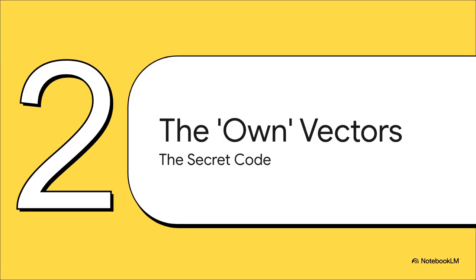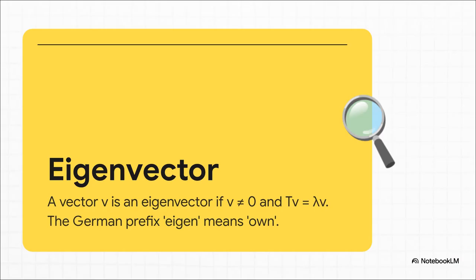So, how do we find order in all that chaos? Well, it turns out that hidden inside any operator are these special vectors. Vectors that don't get tossed around randomly. In fact, they hold the secret to understanding the entire transformation. And that brings us to the eigenvector.